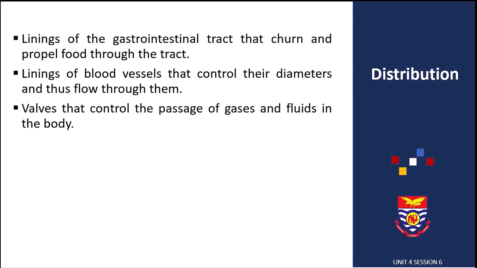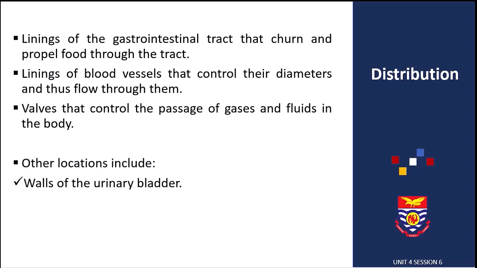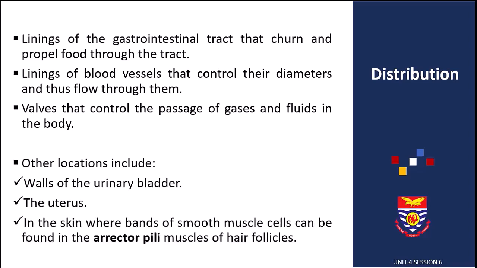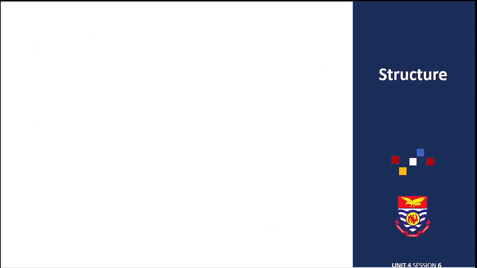The valves that control the passage of gases and fluids in the body are also lined with smooth muscles. There are other locations, such as the walls of the urinary bladder, the uterus, and the erector pili, that are made up of smooth muscles. Now let's have a look at the nature of smooth muscle cells.